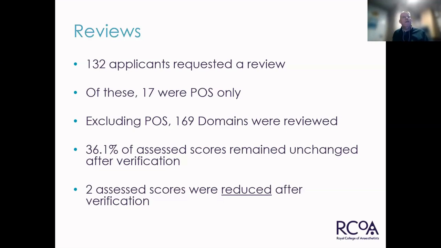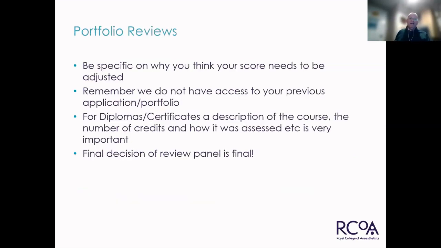It's really important that you request a review if you feel that your evidence has not been assessed, or people haven't noticed things in your assessment. You need to be really specific on why your score needs to be adjusted. What is really important, as Nikki has already said, we cannot see your applications from previous rounds. And there's always people who say, well, I scored this in a previous round. We don't have access to your scores from previous rounds, and therefore we wouldn't use that necessarily as a reason to adjust your score.